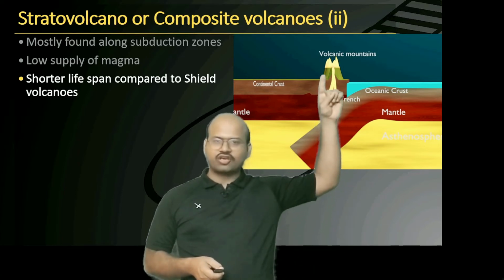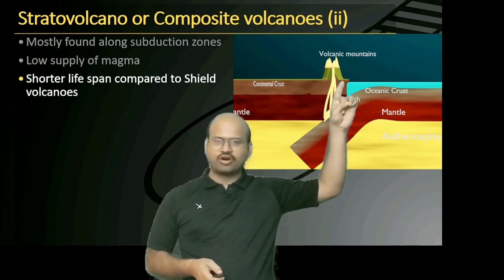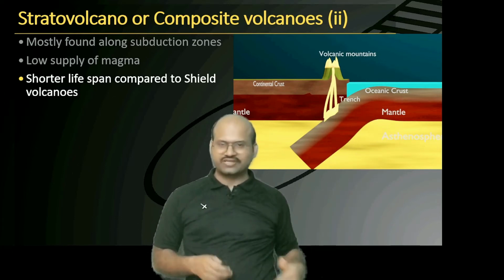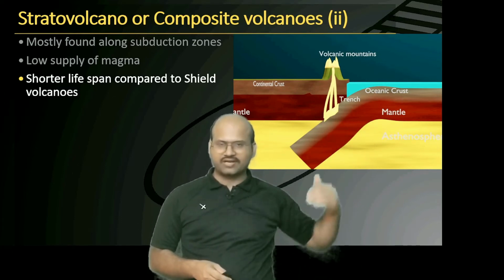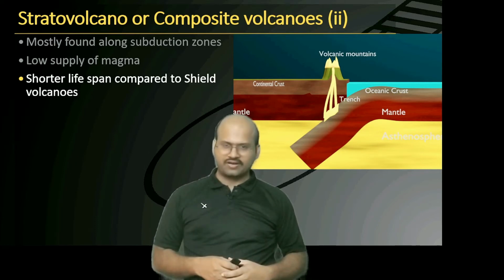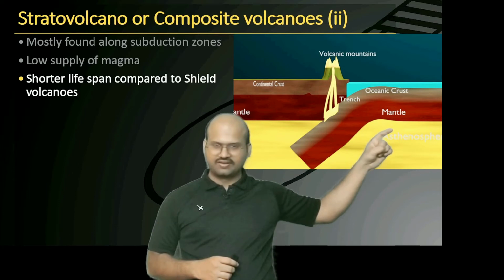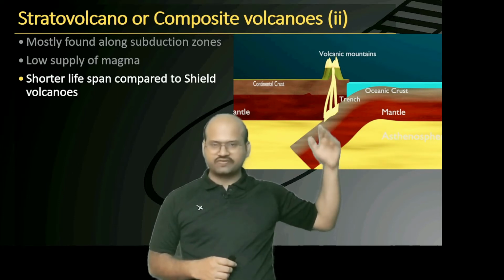These kinds of volcanoes have a shorter lifespan because it depends on the subduction of the plates. Once the subduction process is completed, that is, the plate is completely subducted, there will be no supply of magma. In fact, even if there is a change in the direction of the convection cell, then this process will stop.